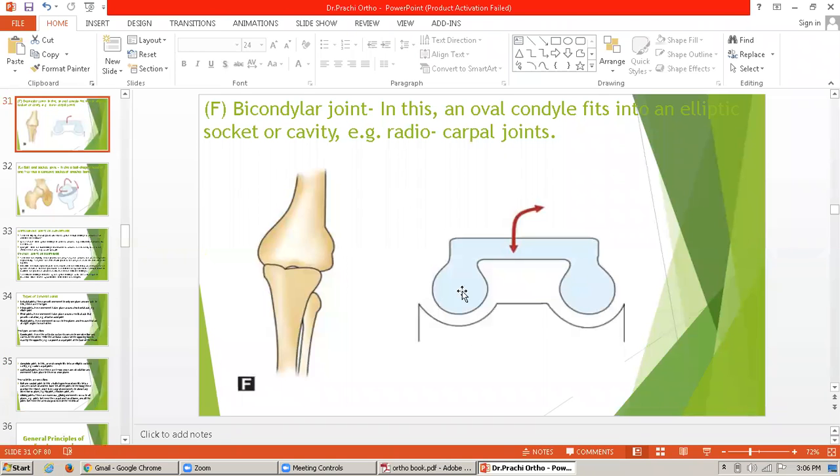In this, an oval condyle fits into an elliptical socket or cavity. For example, a radiocarpal joint. So this is a radiocarpal joint. In that, no, actually this is a femur and this is an ulna, but in the bicondylar joint we can see in this diagram that the oval condyle fits into the elliptical socket, that is, for example, a radiocarpal joint.